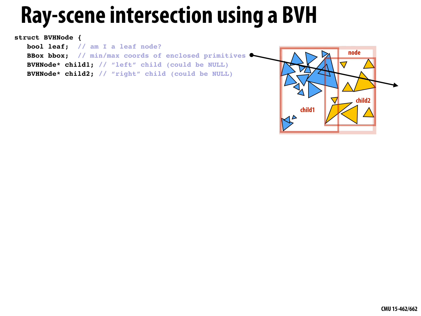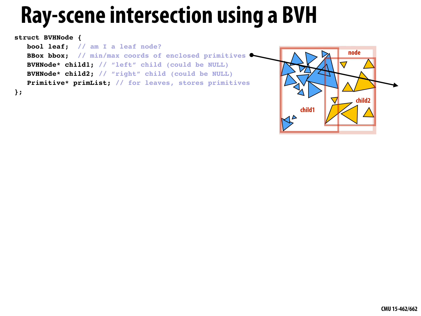They could also be null if the tree doesn't have two children, right? I could have an interior node that doesn't have both a left and a right child. Okay. Finally, if I am a leaf node, I need to store a list of the primitives inside this node. I just need a list of the triangles that are contained in this final leaf node.